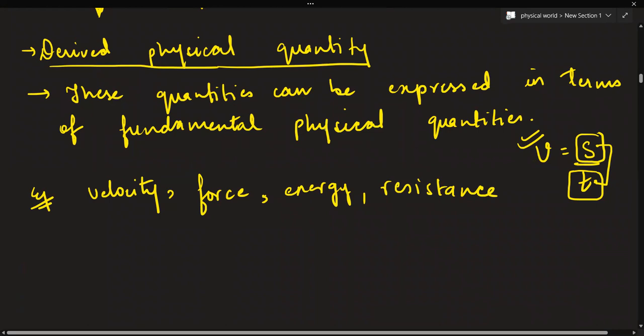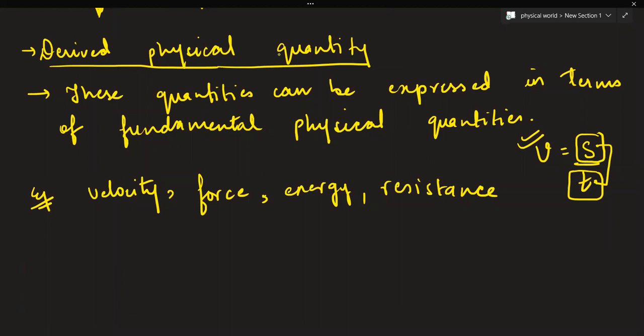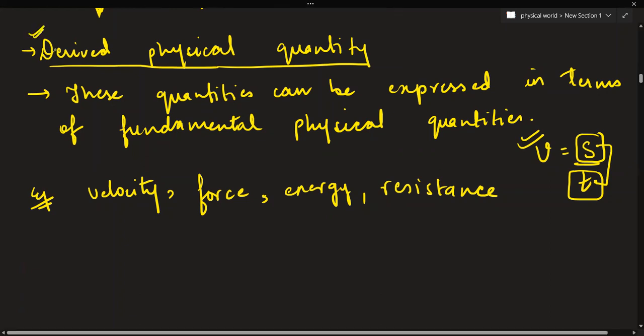So velocity is what? Is it a derived quantity or a fundamental quantity? Derived. Definitely it is derived. Reason? Because it is expressed in terms of distance and time. So velocity becomes your derived physical quantity. So you have various examples, like velocity, force, energy, resistance. See, for example, force. Force can be expressed in terms of mass and acceleration. So force is expressed in terms of mass and acceleration.